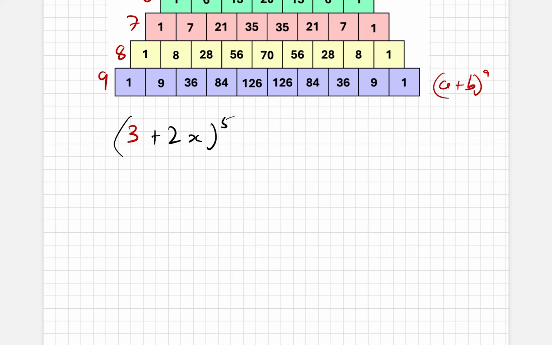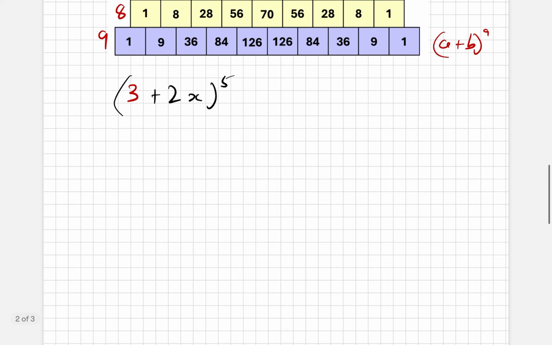So my first term is a 3. So I'm going to start with the power of 5 and write it in descending powers. So I'm going to start with 3 to the power of 5, and then leave a bit of space, 3 to the power of 4, and then 3 to the power of 3, 3 to the power of 2, 3 to the power of 1, and 3 to the power of 0. I'm just going to space these out a little bit because I know I'm going to be a bit tight for space here.